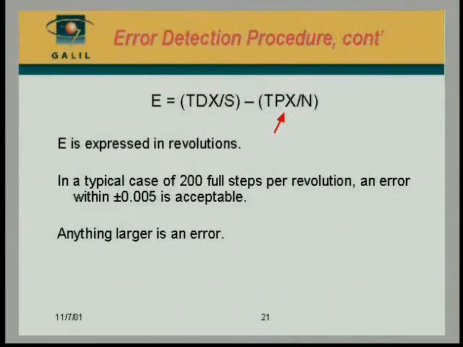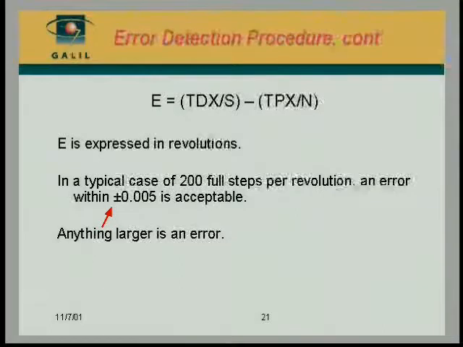If you have a typical step motor with 200 steps per revolution, then every step is 0.005 of a revolution. So as long as E is within plus minus 0.005, or 1 over 200, that would be fine. The minute we see that E exceeds this value, it indicates that the error is large, and that's an error condition. So the error detection is fairly simple.